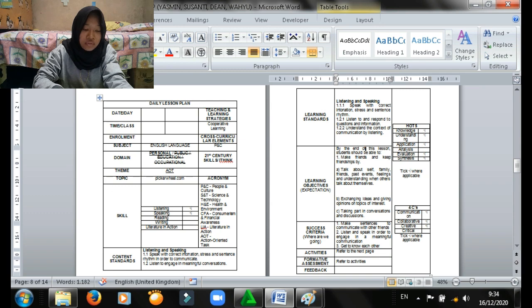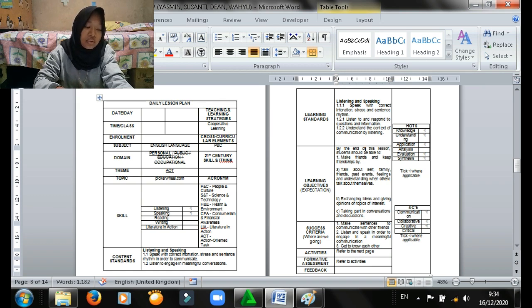We also have the learning objectives. In this lesson plan, by the end of this lesson, students should be able to: one, make friends and keep friendships by talking about self, family, friends, past events, feelings, and understanding when others talk about themselves. Second, exchange ideas and give opinions on topics of interest. Third, take part in conversations and discussions. The 6Cs used in this lesson plan are only three: communication, collaboration, and creativity.